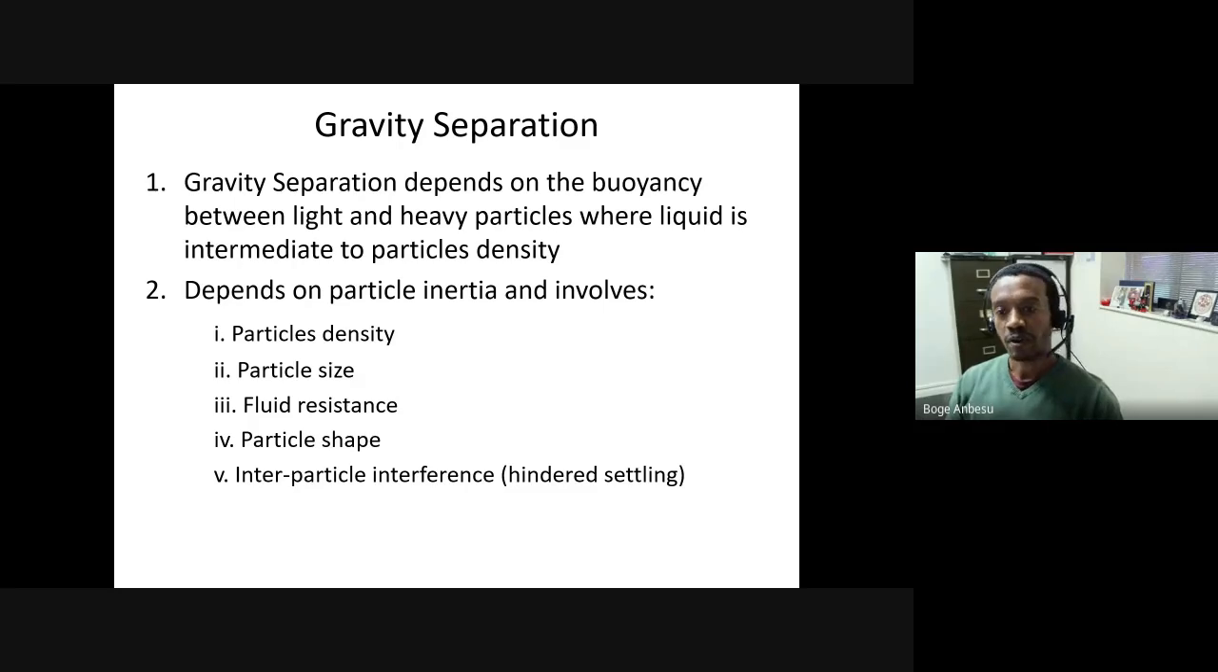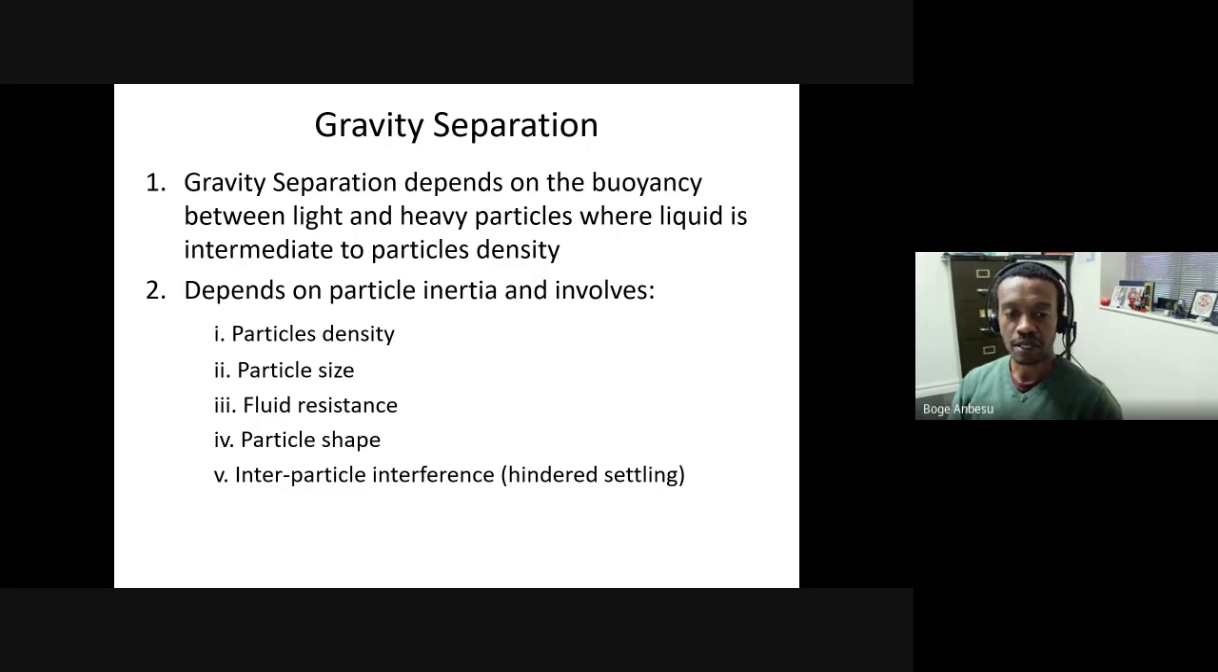Or even whatever you have suspended the particles in. If the fluid is very thick, it will limit the motion of particles in the separator. If some particles are round or some particles are flat, again, that will affect how a gravity separator will perform as well.